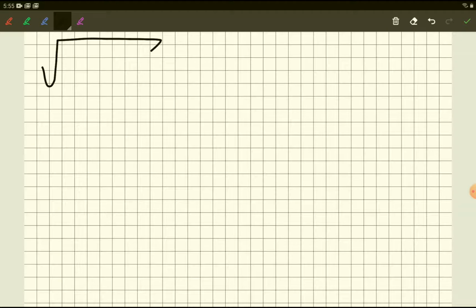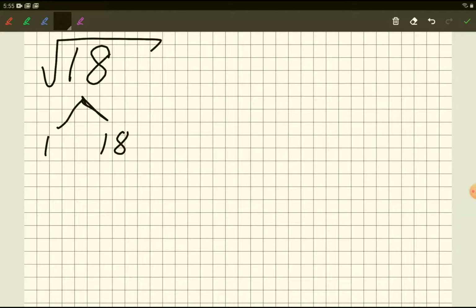We're going to simplify 18. So, first things first, check if this number is a perfect square. 18, and it's not. And so that's okay. When it's not a perfect square, we're going to make a factor tree.